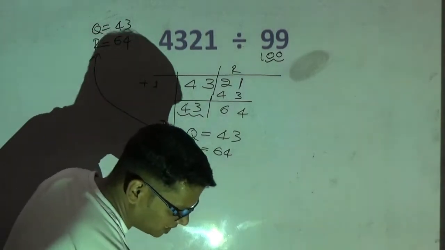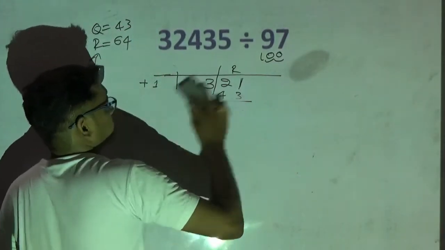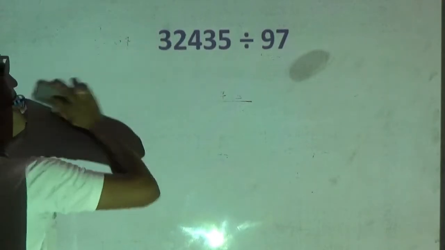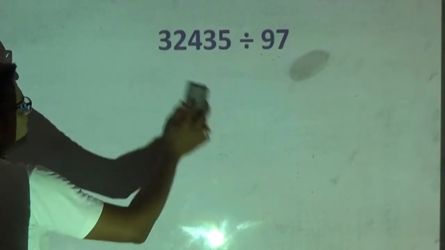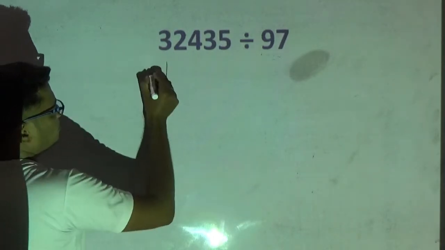I will go for a few more examples, you will understand better. So nothing to worry, I will explain many problems. Now, I am dividing this number by 97. Please observe.